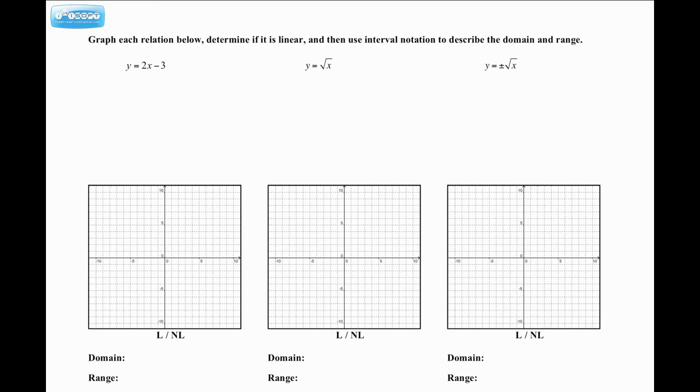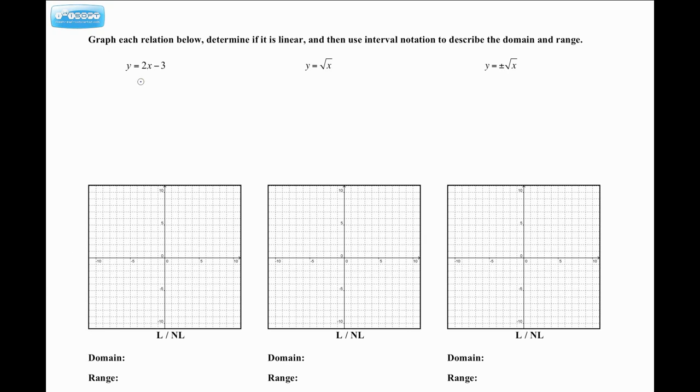All right, it says graph each relation below, determine if it is linear, and then use interval notation to describe the domain and range. That's at the bottom. I don't specify it here, but I'm also going to make note of which of these relations are functions and which ones aren't, since we're on that topic anyway.